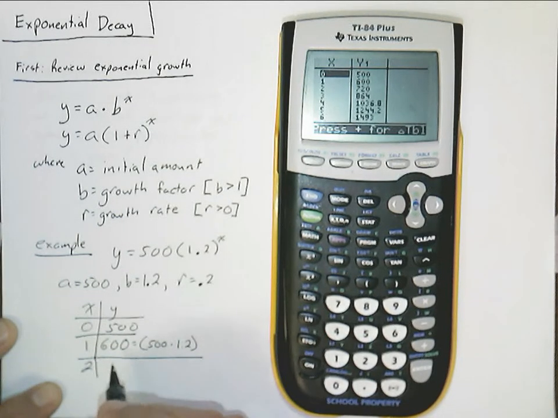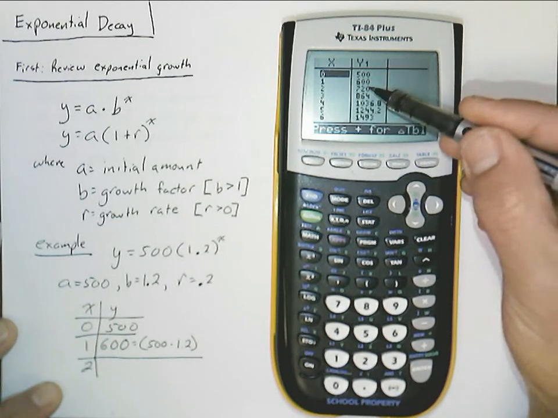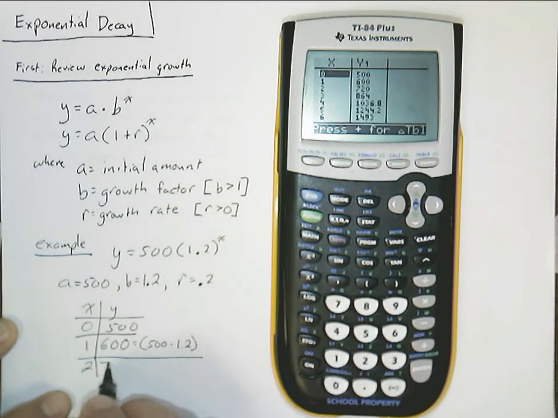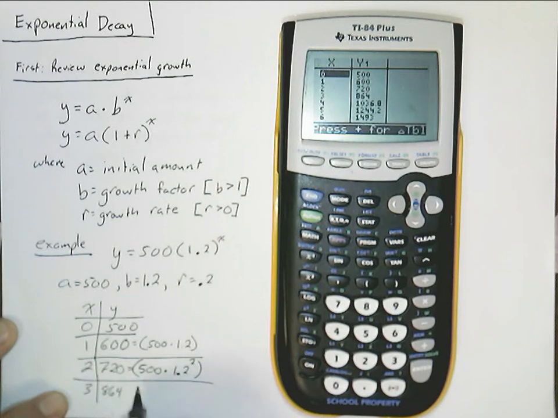After 2 time periods, of course, we'd have 720, because 20% of 600 is 120. We tack that onto the 600, or we could think about that as 500 times 1.2 times another 1.2, or 1.2 squared. After 3 time periods, we get 864, and that should come about from multiplying this previous value by another factor of 1.2, which would make the expression 1.2 cubed.